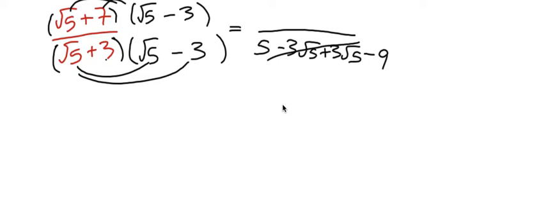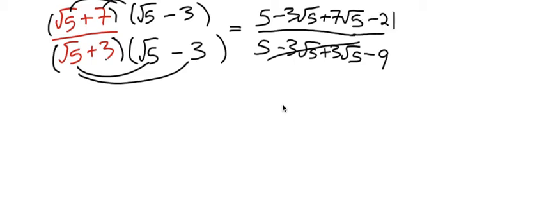Now in our numerator, we won't be so lucky. We will still have a square root there, but that's okay. We don't mind it if it's in our numerator. So what we get there is square root of 5 times 5 is 5, minus 3 square root 5, plus 7 square root 5, and then minus 21. So after you combine all of your like terms, on the bottom we get a negative 4. On the top we get negative 25.